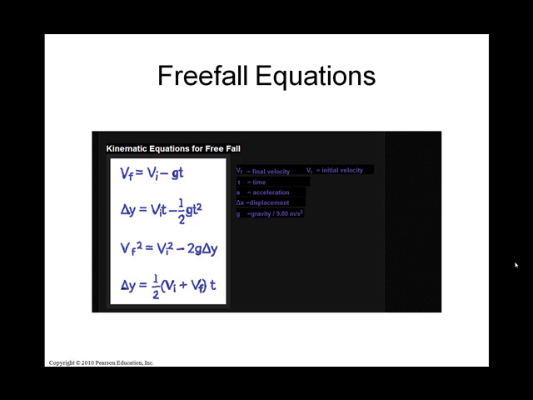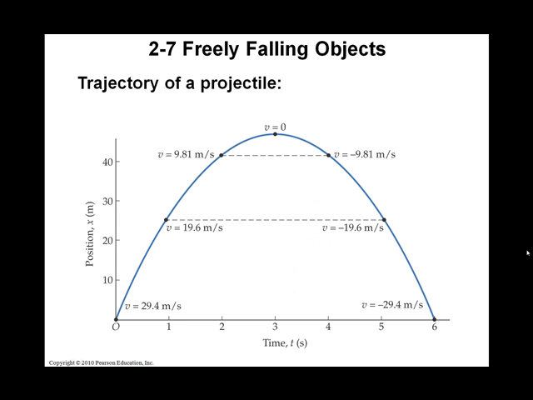The kinematics equations are exactly the same as the other ones, except instead of an x, you're going to see a y, and instead of an a, you're going to see a g. The g is always going to be negative 9.8 meters per second squared. Later on, we'll talk about what if we throw it outward, not just straight up. What if we throw it at an angle? But right now, we're just talking about throwing it straight up.